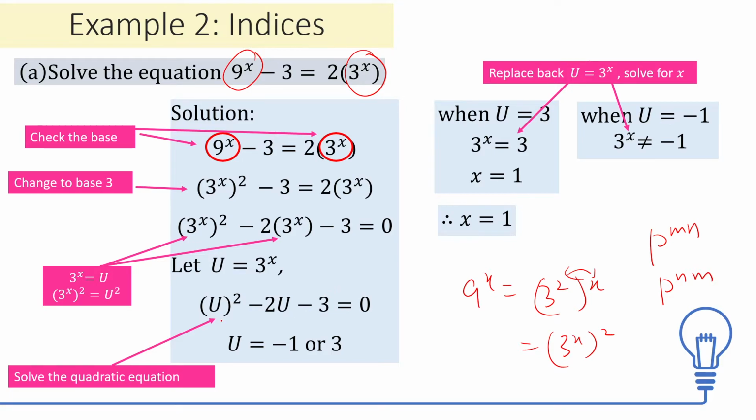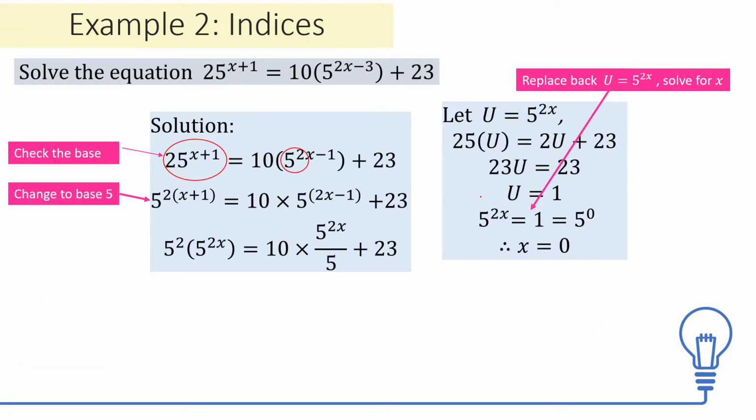Now key this into the calculator and solve for u equals minus 1 or 3. We know that indices never have a negative value, so this one is rejected. Then I only have u equals 3, so 3^x equals 3^1. When the bases are the same, x equals 1. Okay, now this is the second question.